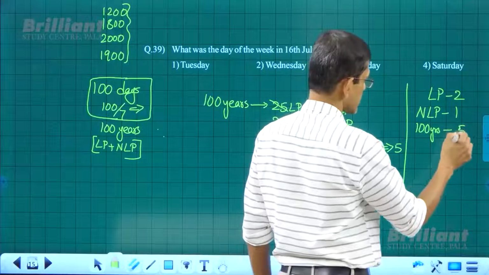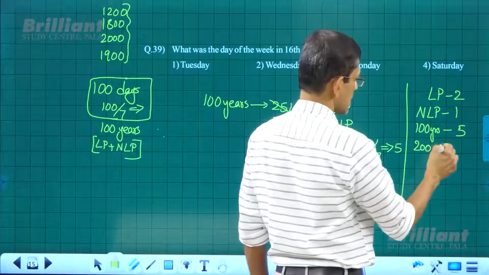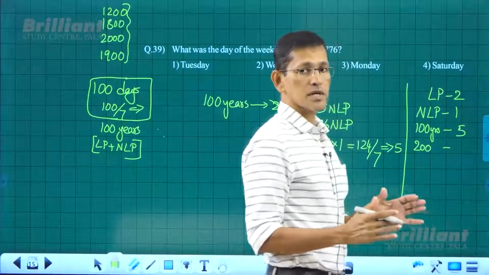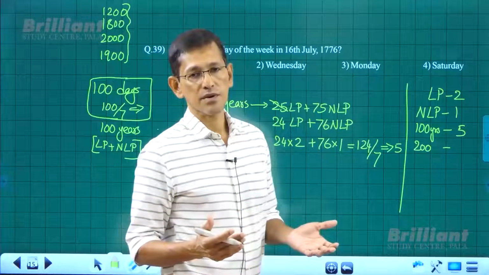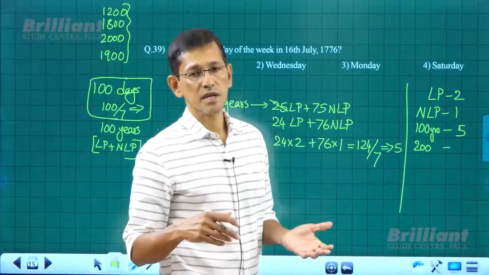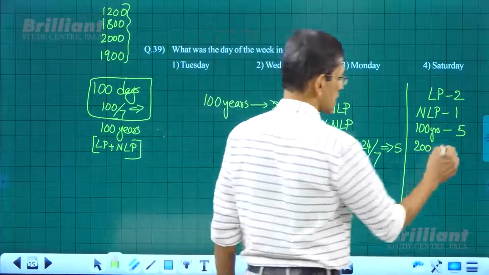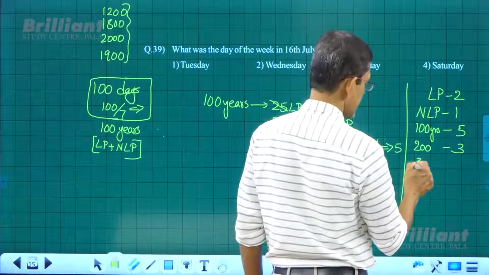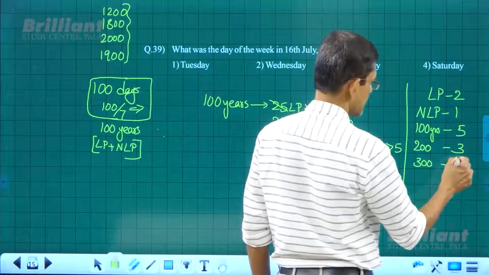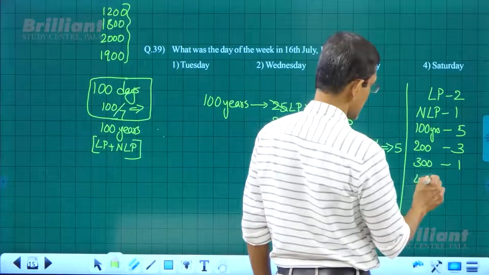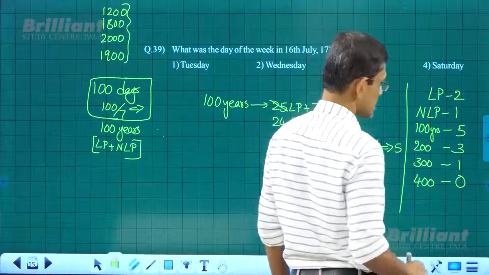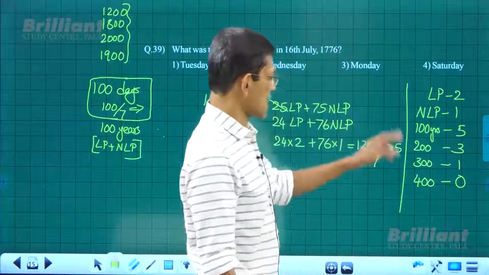So 100 years, 5 odd days. 200 years, well, 5 plus 5 is 10. But 10 is above 7, right? So we have to divide the 10 by 7 again. So 10 by 7, the remainder is 3. 200 years is 3. Then 300 years, we have 1 odd day. And 400 years we have 0 odd days. That's the odd days we have.